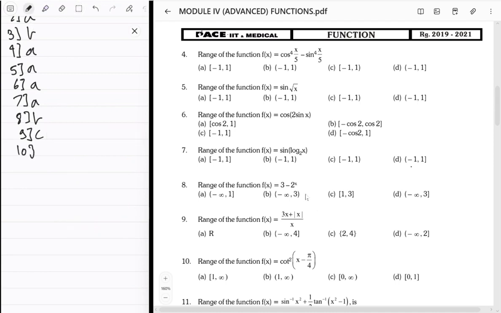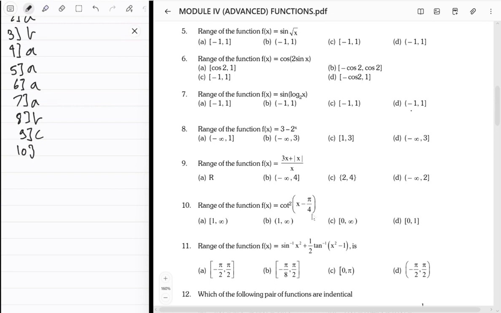10th is range of the function f of x is equal to cot square of x minus pi upon 4. Huh? Once again, x minus pi upon 4 is just some argument. We don't care about that. Cot square of x is what we look for, right? Cot square of theta, doesn't it? Yeah, doesn't really matter all that much because x minus pi upon 4 goes from negative infinity to infinity. So cool, right? Cot square of theta. So the range of that function.